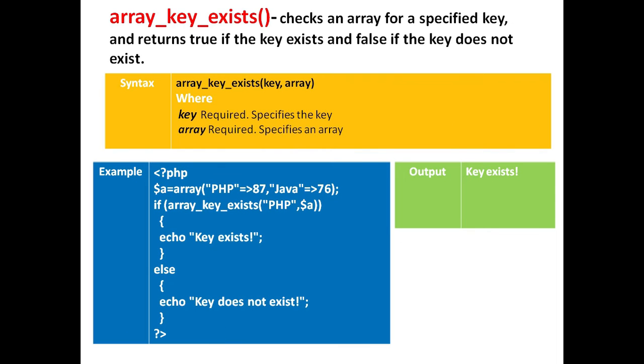Next is array_key_exists, which checks an array for a specified key and returns true if the key exists and false if the key does not exist. General syntax is array_key_exists with key and array, where key specifies the key and array specifies the array name. Here I defined an array A with values PHP, Java, and if I use array_key_exists for PHP, it will print key exists.